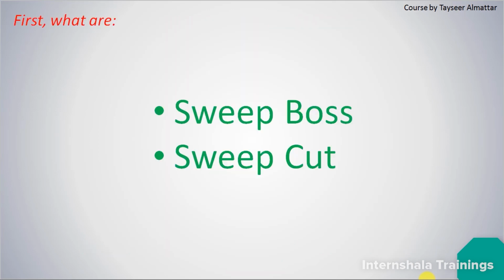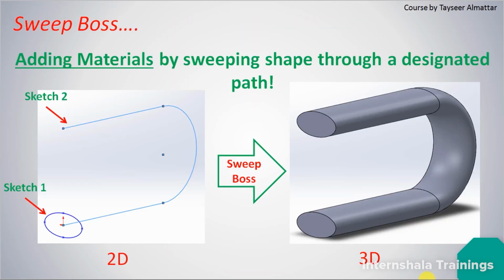Starting with Sweep Boss. Sweep Boss is basically adding materials by sweeping a shape through a designated path. To apply Sweep Boss, we would need to make two sketches, usually in different planes. This is a little bit different than the other features we used so far. With Sweep Boss, you can go from the two sketches on the left to the 3D model on the right.